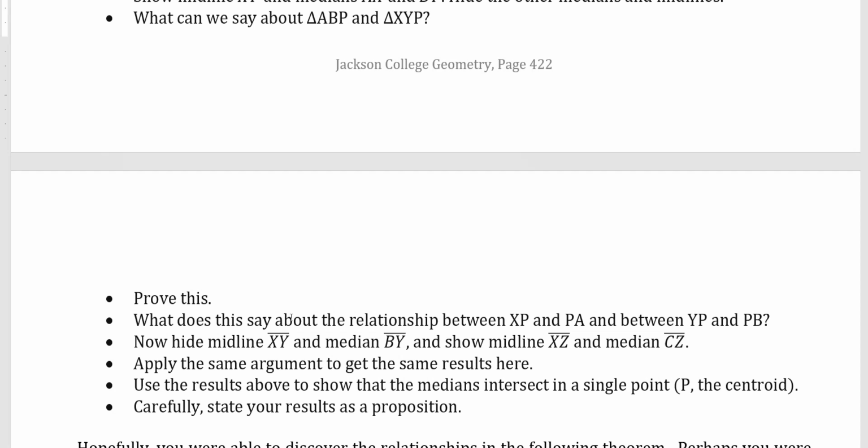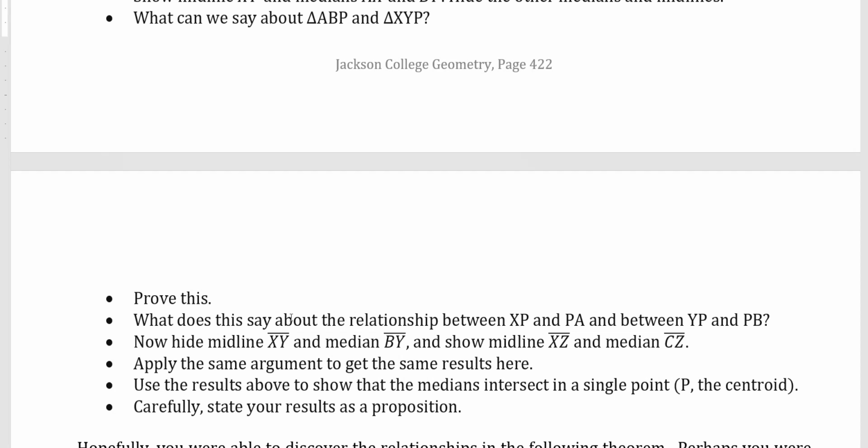Now hide the midline, line segment XY, and median, line segment BY, and show the midline, line segment XZ, and median, line segment CZ. Apply the same arguments to get the same results and use that result to show that the medians actually intersect at a single point, the point P or the centroid, and then carefully state your results as a proposition. So if you would, please complete this yourself now and then come back when you're finished. Press pause now.